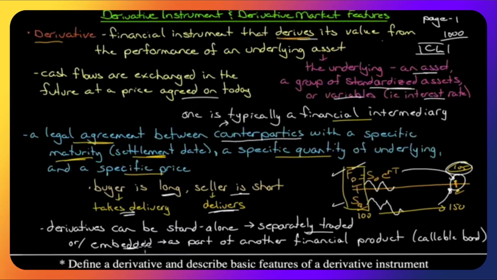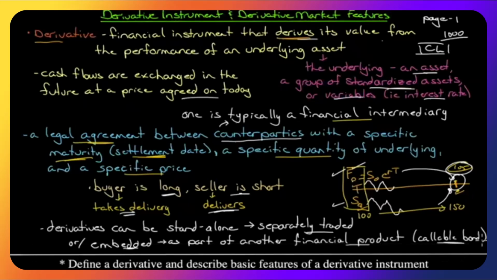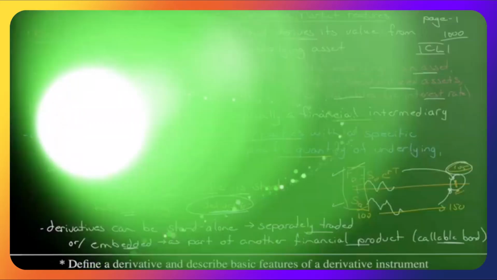Derivatives can also be embedded as part of another financial product. So something you'll see at level 2 in more detail is a callable bond, where you buy a bond and there's a call option embedded in the bond. The call option doesn't trade separately, and the company has the right to call the bond away from you. So as the bond holder, you would be short the call option because you would have to deliver the bond back to the company. Now, the seller is short. So you're buying a bond and you're selling a call option at the same time.